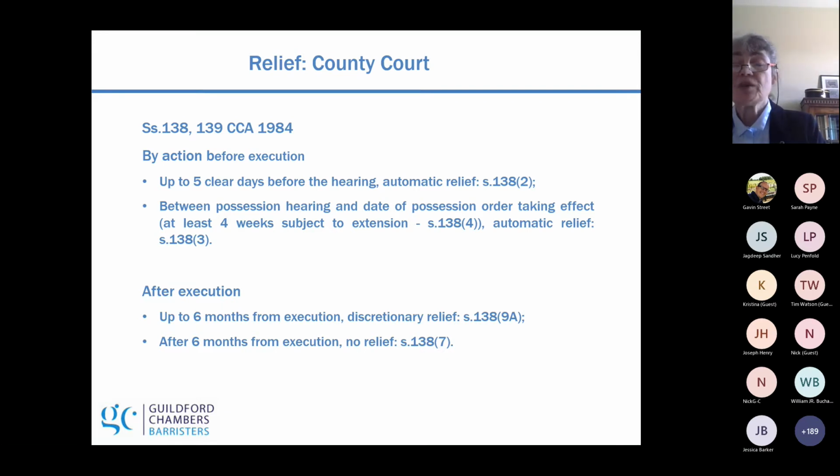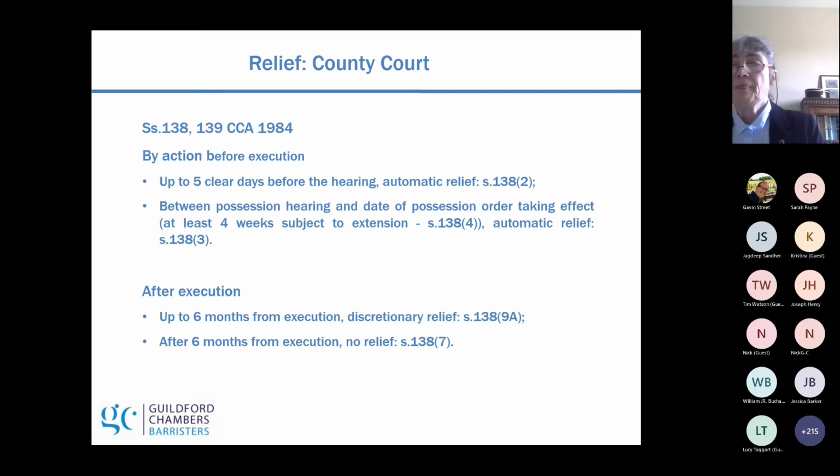Prior to execution, there will be automatic relief if the tenant pays all the rent in arrear and costs into court not less than 5 days before the hearing. On that basis, the landlord's action automatically ceases. If the claim progresses to a hearing and an order for possession is made, it must specify not less than 4 weeks from the date of the order for the possession order to take effect. If in that time the tenant pays, then again there is automatic relief. That is by virtue of section 138(3).